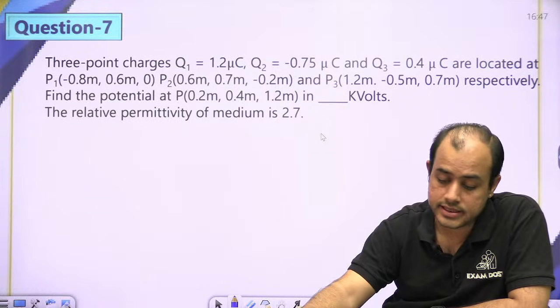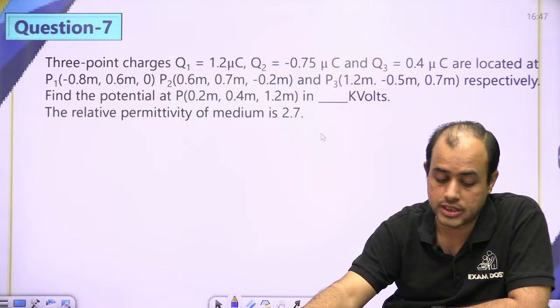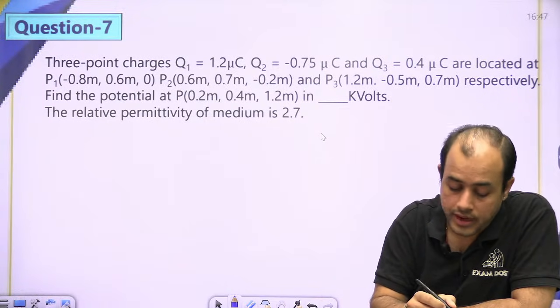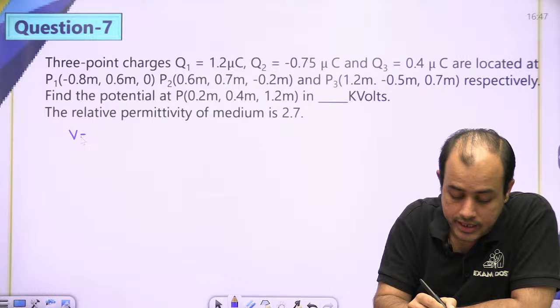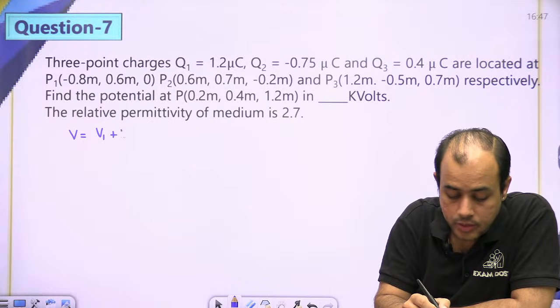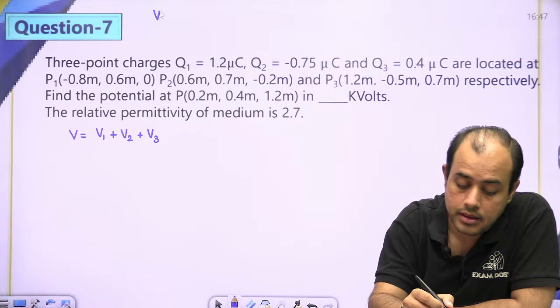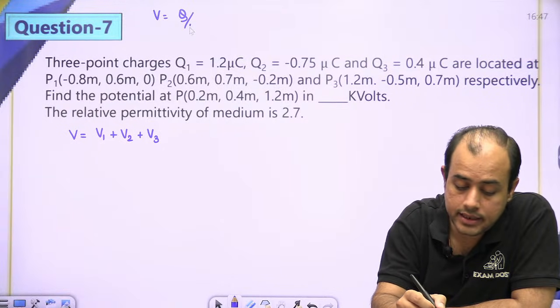3 point charges are located at various locations. It is asking the potential. Look, we will cover potential today, but still let me tell you, potential is a scalar quantity. It can be directly added.